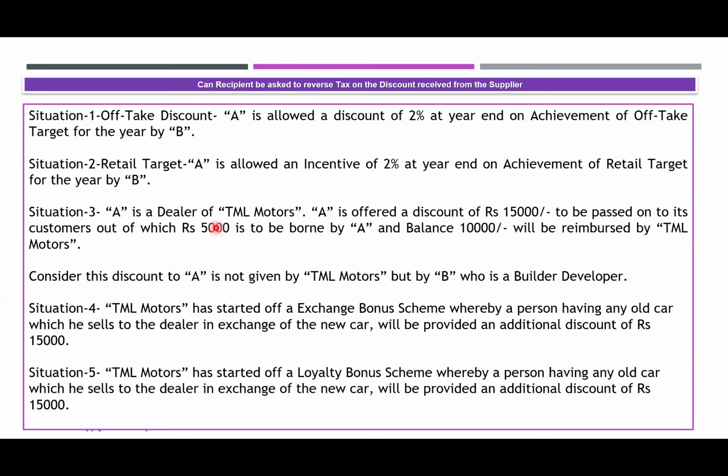Arpit bhai, sorry, just as a kind of a quick recap. So, situation 1, situation 2, what is your take on the position? Then we will go to situation 3.